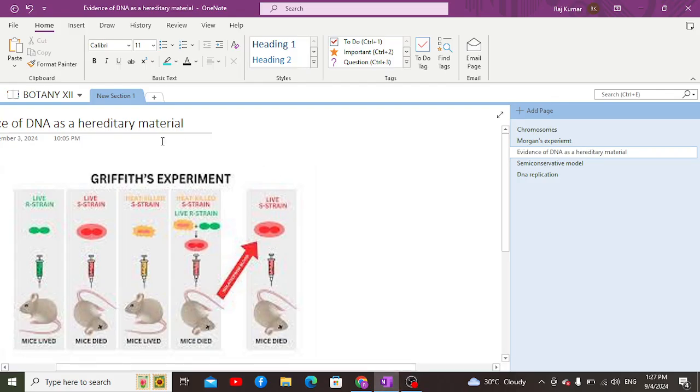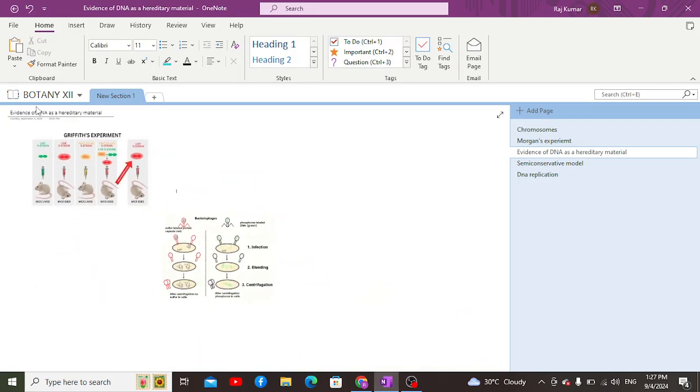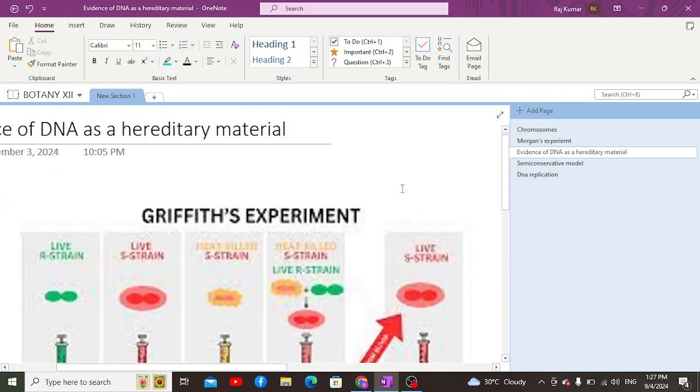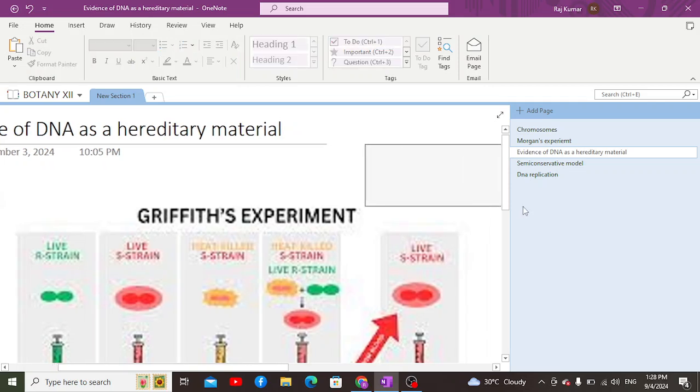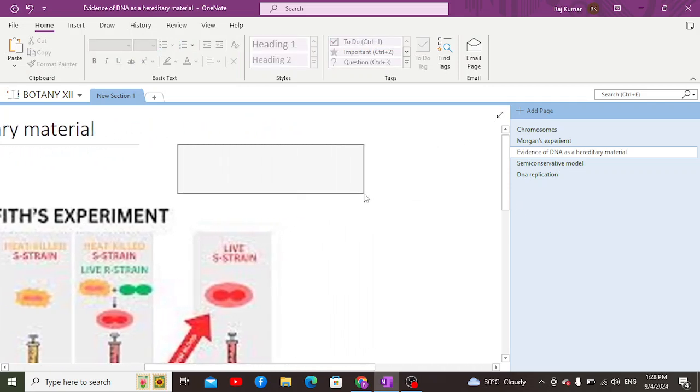Everyone, today we are going to discuss the evidence of DNA as a hereditary material. Previously, when Mendel's work was published in the early 1890s, there was no discovery of DNA. And once DNA was discovered, there was a question of whether DNA is the actual hereditary material in which the genes are present, which transfers genetic information from one generation to another, or from one organism to another. So that was a huge question at that time.